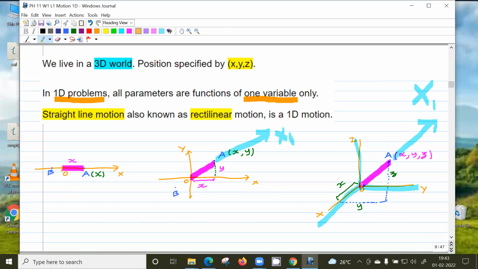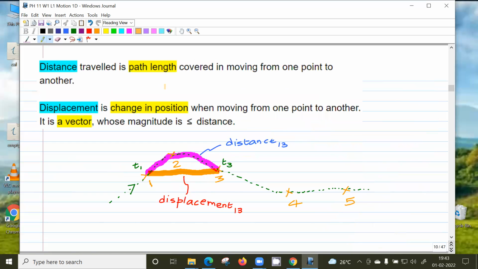X1 is like this, y1 will be like this, and z1 will be like this. So in this new coordinate system, this point A will have only an x1 coordinate. It's not very important, but I'm just saying this first.